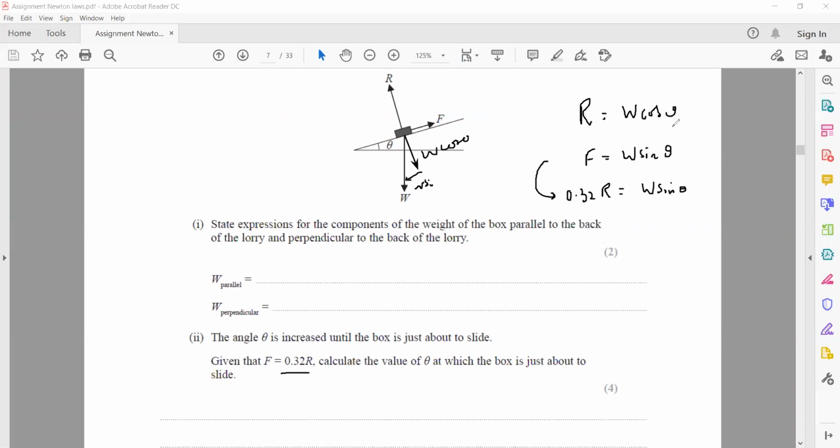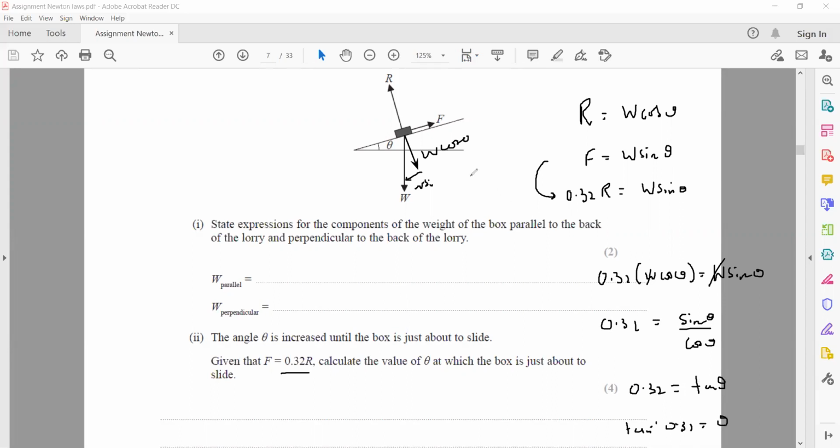And what is R? R equals W cos theta. So in place of R, we write W cos theta. So W cos theta, W sin theta. W cancels with W. So 0.32 equals sin theta over cos theta, and sin theta over cos theta is known as tan theta. So tan theta equals 0.32, and theta equals tan inverse 0.32.